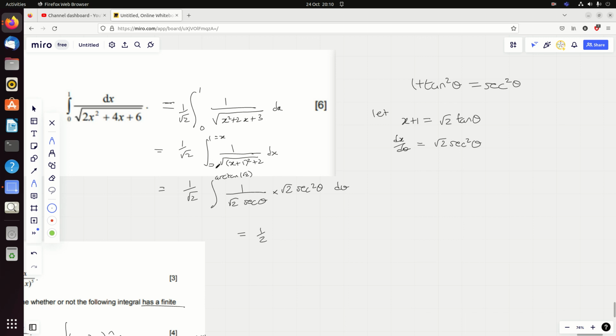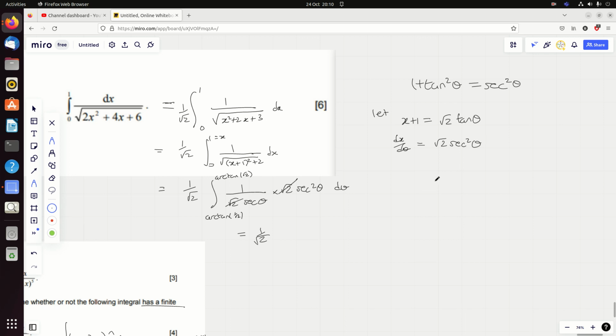And then here, if x was 0, this would be 1. This would be arctan of 1 over root 2. Cool. Okay, right. So what have we got here? I've taken out the root 2 there to make that a half. I should have just cancelled it actually and kept it as 1 over root 2. That would be far more sensible.